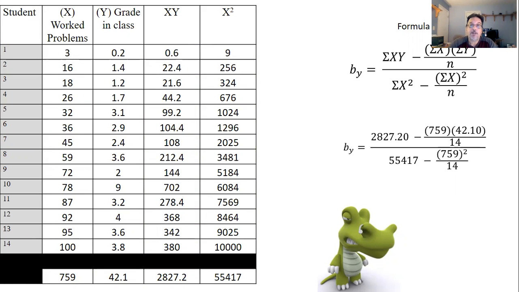All right, here's what your formula should look like. If anything's wrong at this point, don't go forward. Should be on the top of the fraction, 2,827.20 minus the quantity, 759 times 42.10 divided by 14. And then on the bottom is 55,417 minus the quantity, 759 squared divided by 14. All right, so go ahead and do that, and then come back and let's see what you have.